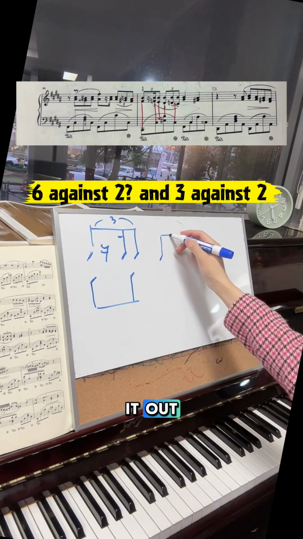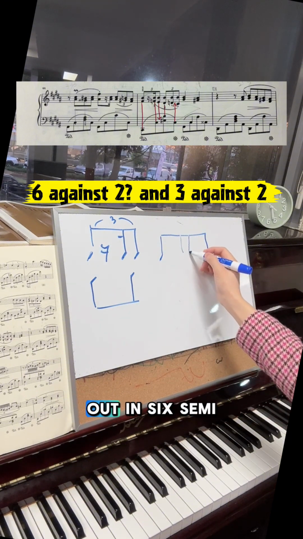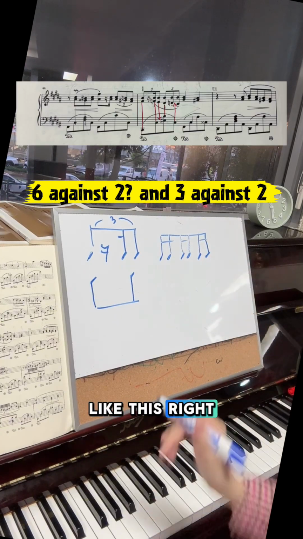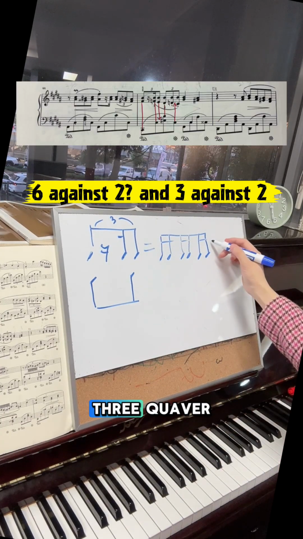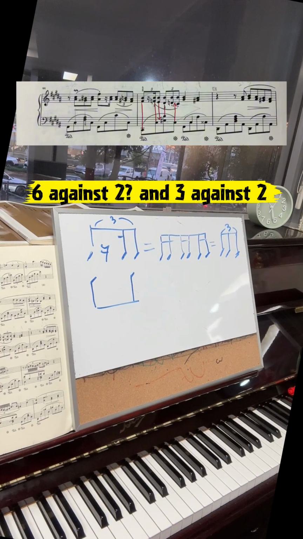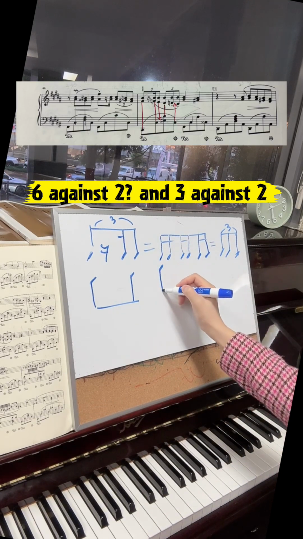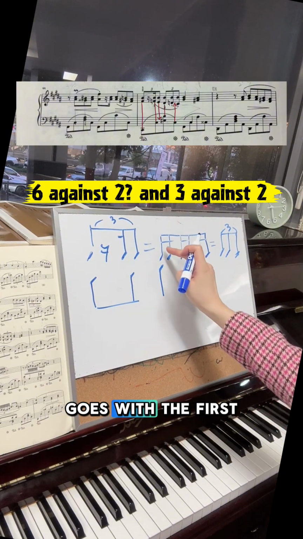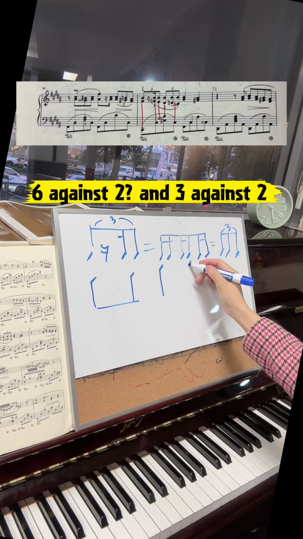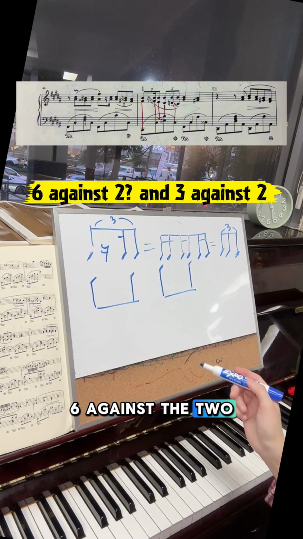So you just write it out. So you know that the rhythm of the first group is a triplet, right? So just write them out in 6 semiquavers, right? Like this, right? So that is equivalent to a 3 quaver triplet. All right, and then now you see, how would you play 6 against 2? So the first quaver goes with the first semiquaver in the right hand, and the next quaver goes with the fourth semiquaver in the right hand. So basically that is a 6 against 2, right?